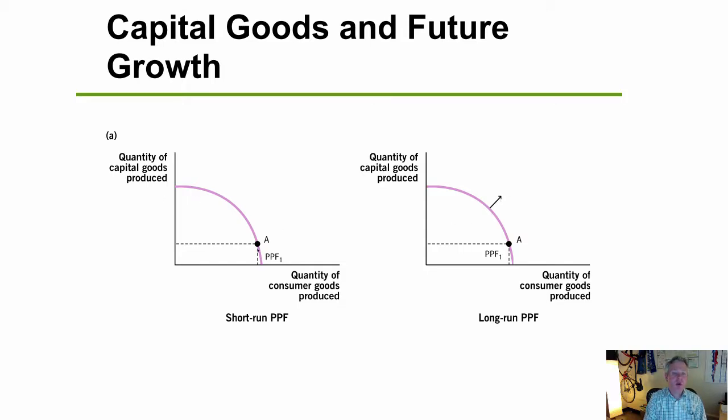At point A, notice we are mostly making consumption for today. Most of the goods being made are for consumption today, but also we are putting some of the resources into making capital goods for the future. And notice what happens when we do that. When we invest some for the future, we get a shifted out production possibilities frontier. We can produce now more consumer goods and we can produce more capital for the future.